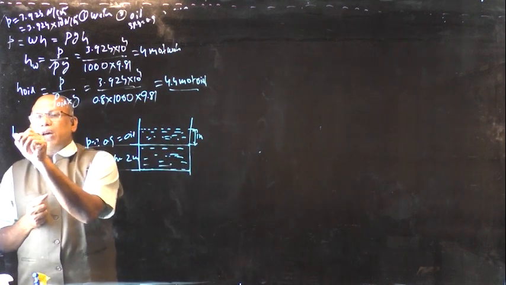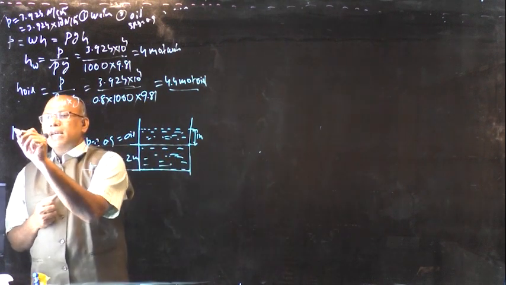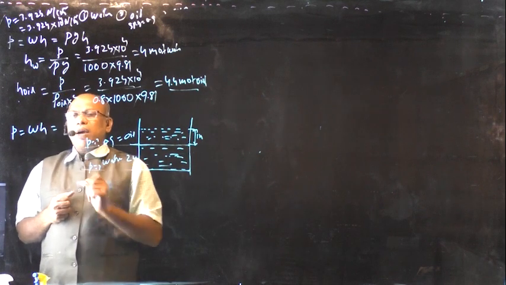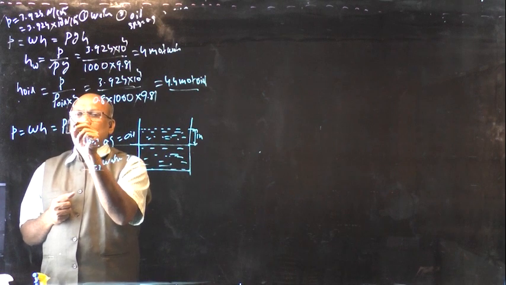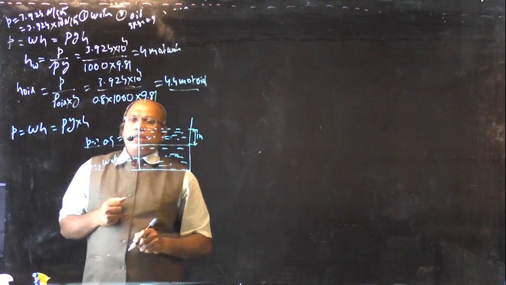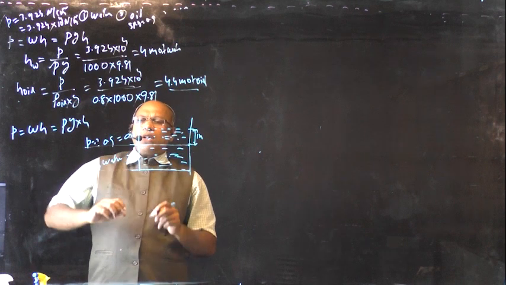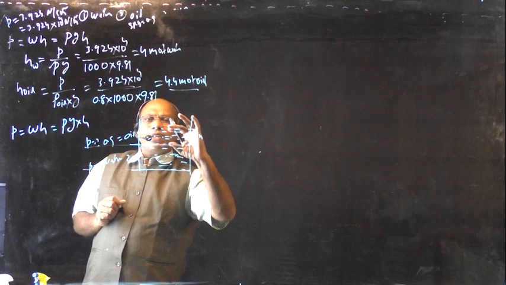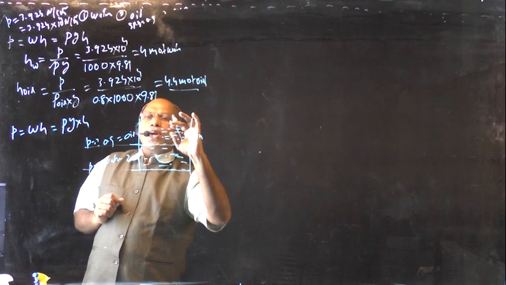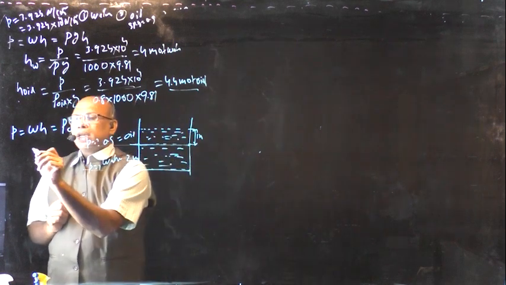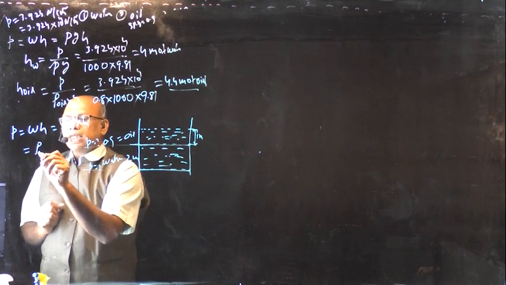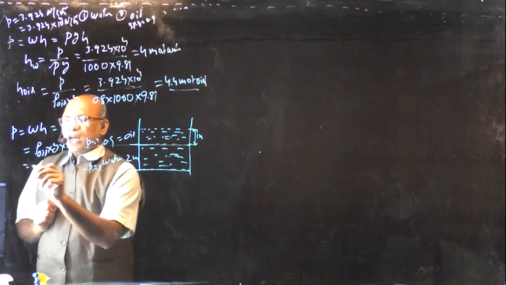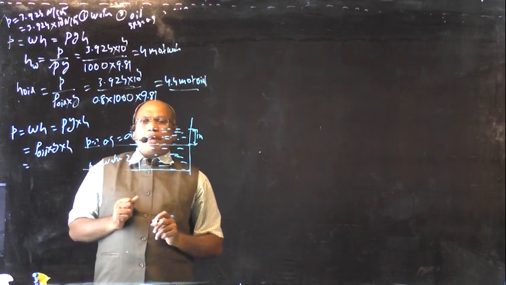We know one standard formula, pressure intensity P is equal to WH, right? W is nothing but rho G into H. So now we are going to determine the pressure intensity at this point. Therefore above this point the liquid is oil, so that this is equal to density of oil into G into H. Density of oil first we are going to determine.